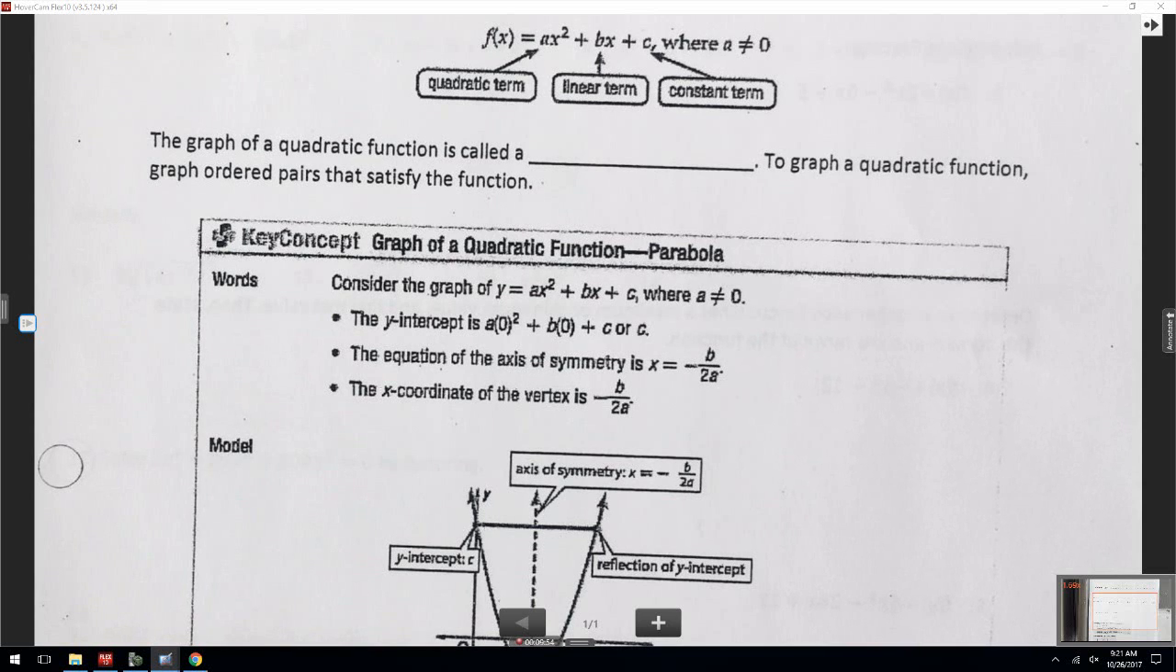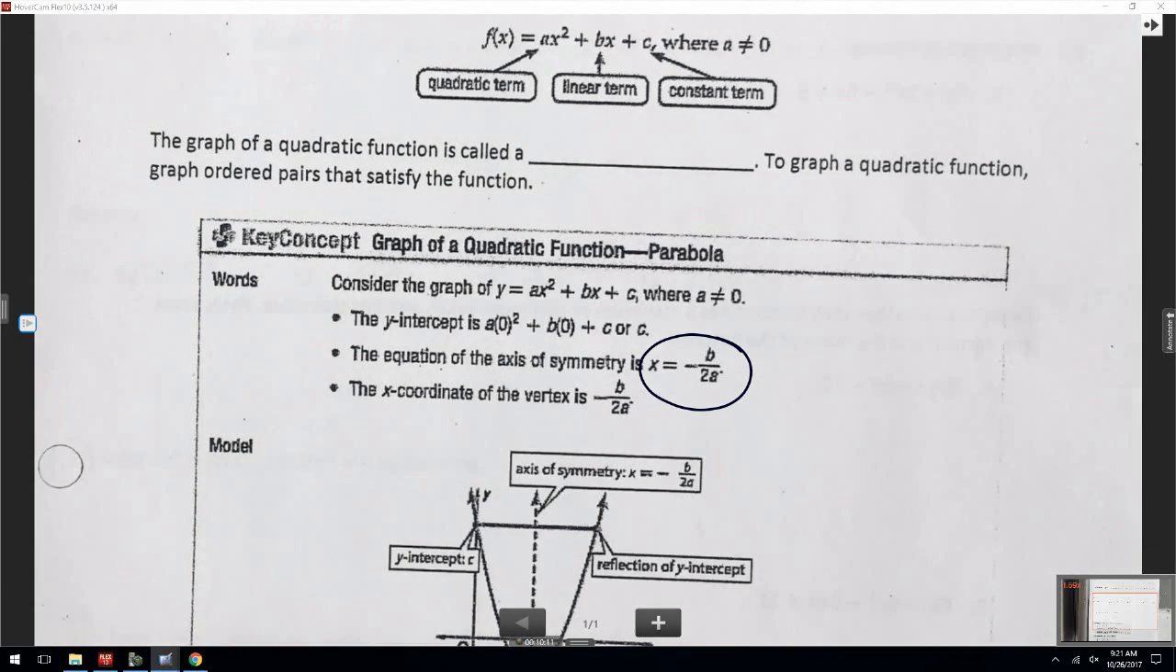All right. Here's what you need to know. You ready? Highlight it. Star it. Know it. Got to know that formula right there. X equals negative b over 2a. X equals negative b over 2a. Gotta know it. All right, let's try a couple of them.